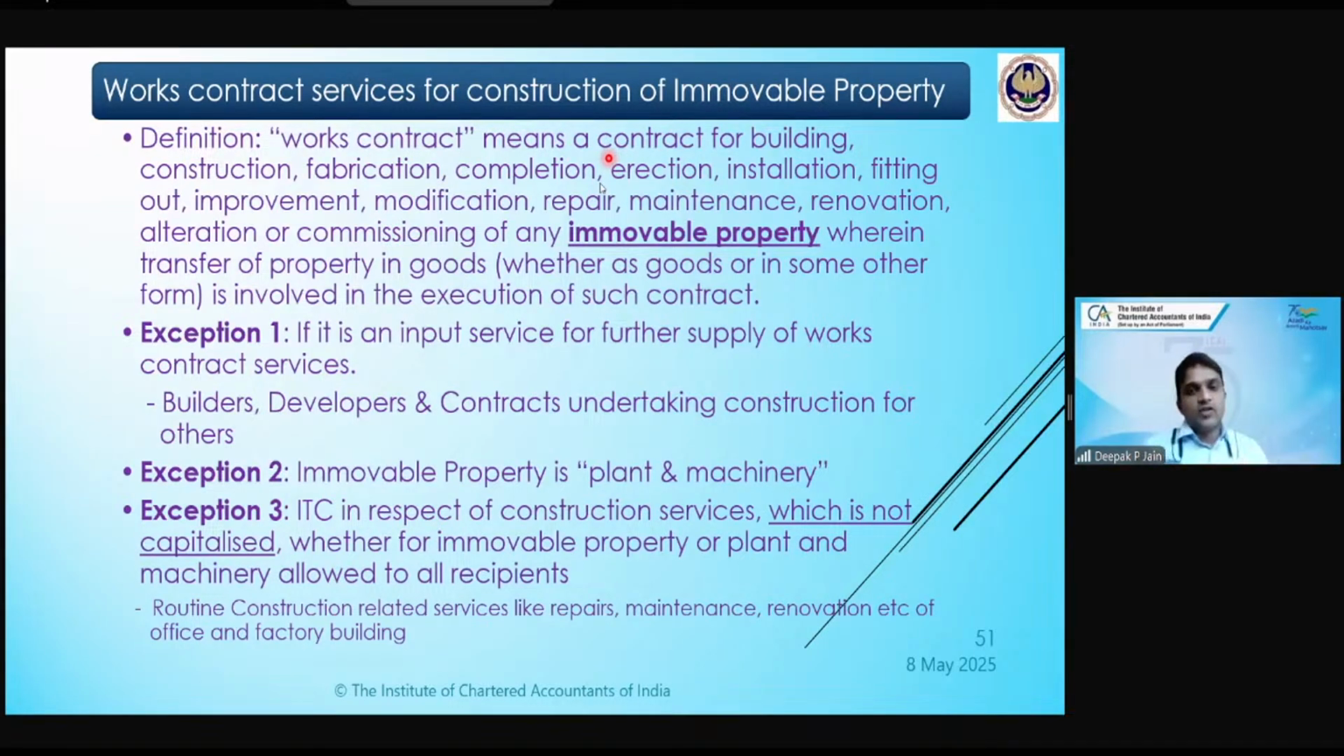I gave you the example of works contract, right? So if you're building a hotel, you're using the hotel and you're giving it for guests itself. So that is the works contract service. So will you get credit of that construction service? You will not get.